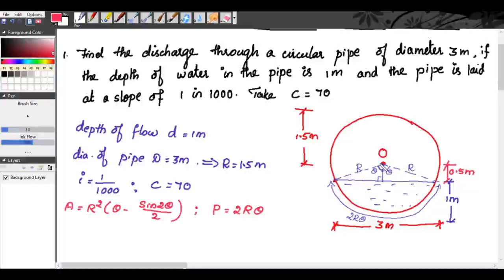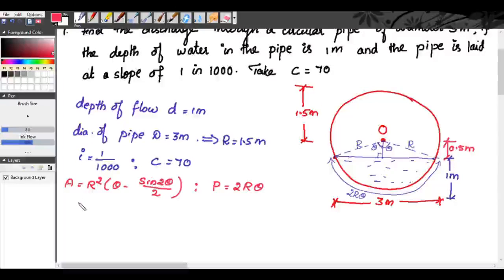So we know radius is 1.5 meter, and this perpendicular distance is 0.5 meter. So we can find theta. How can we find theta? We will take cos theta. Let us take the points A, B, C. So cos theta is equal to OC by OA, so OC is 0.5 divided by OA, which is R, that is 1.5. From which we get theta is equal to 70.53 degrees.